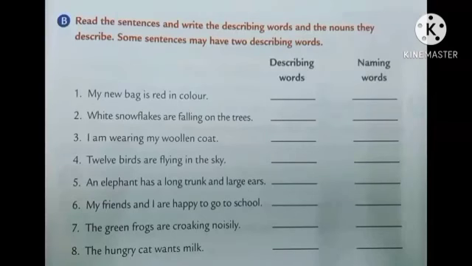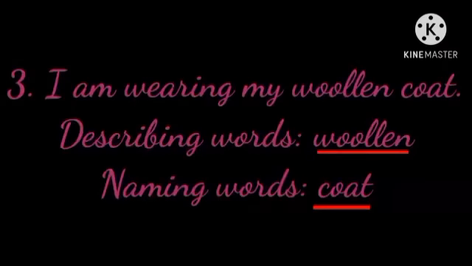The third one, I am wearing my woolen coat. So what is the describing word in this sentence, children? Yes, woolen. And what is the noun over here? Coat. So the answer is I am wearing my woolen coat. The describing word is woolen and the naming word is coat.